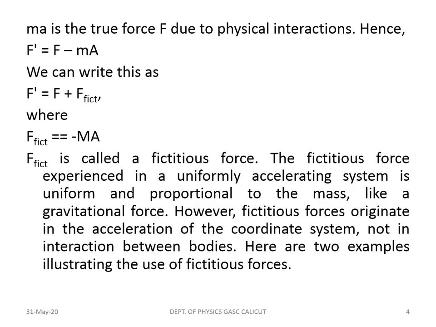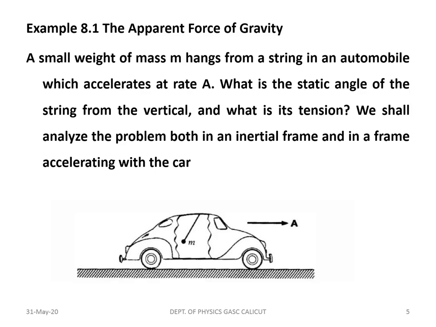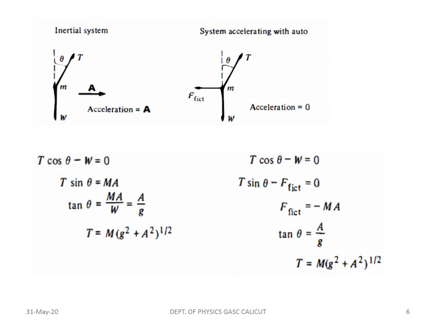In this problem, if we measure from an inertial frame, that is the first frame, then you are looking at the string or the pendulum from outside the car, and the car is accelerating in the x direction. The force diagram gives, in the vertical direction, the components of the force: T cos theta vertically upwards and W, the weight, vertically downwards, but both are equal and opposite, so they cancel out.